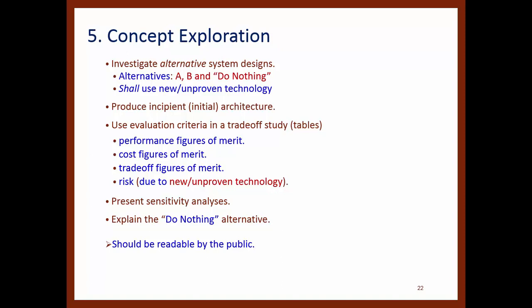The alternatives shall use new unproven technology and produce an incipient initial architecture. So this is how the system will look like. Use evaluation criteria in a trade-off study. We talked about this also in our previous lecture. What are the performance figures of merit, the cost figures of merit, trade-off figures of merit, and also the risk. And this is due to the unproven technology. Present sensitivity analysis. Explain the do nothing alternative. Again, this is an alternative that we have to list and discuss. Should be readable by the public.